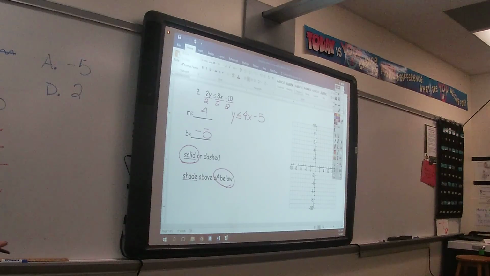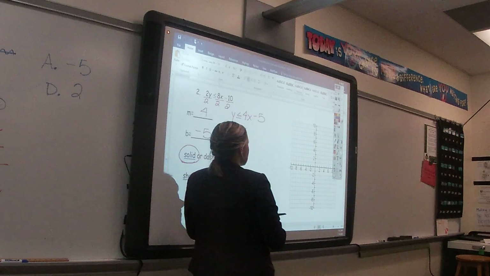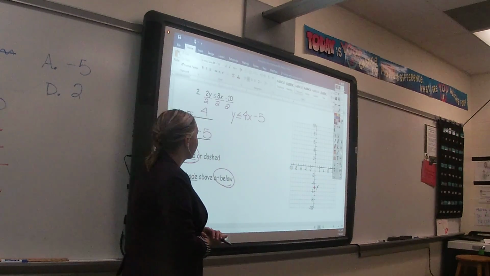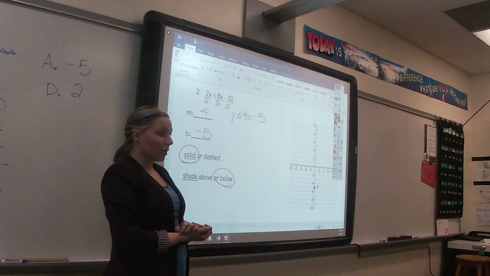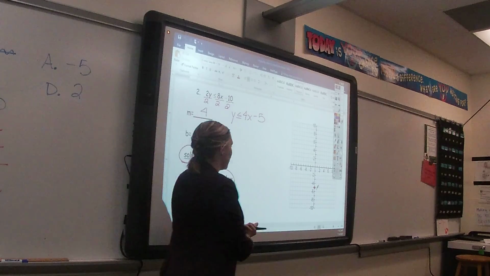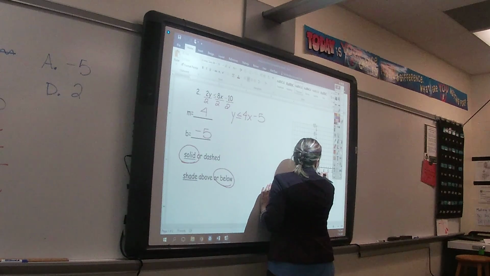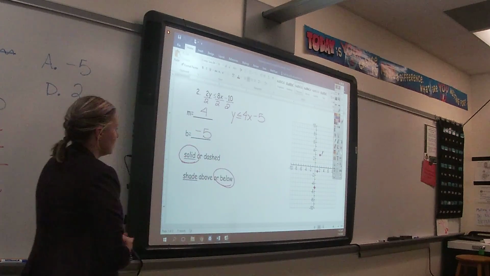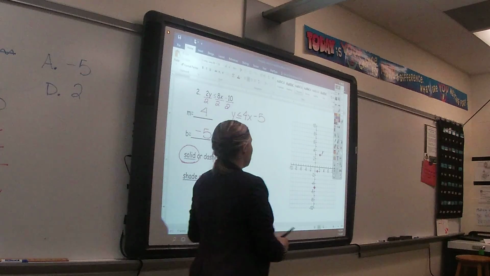So where are we going to start when we graph this? Negative 5. So I'm going to go down to negative 5. And then what? Up 4, right 1. Are we all okay with that, class? Up 4, right 1. Right, we set a solid line.